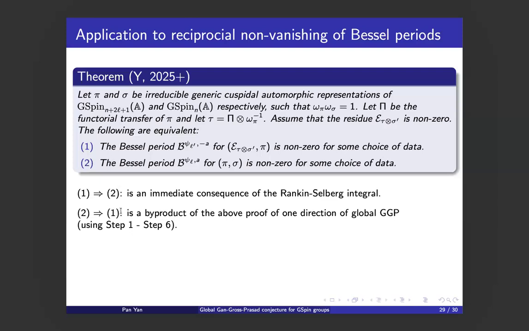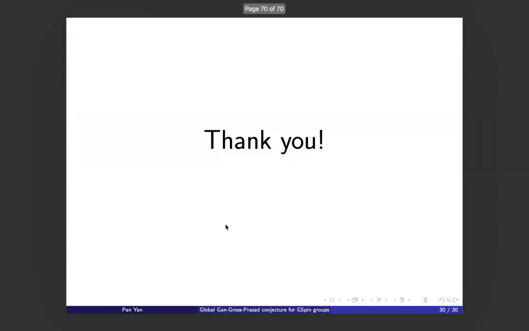But for the 2 to 1 direction, we start with the Bessel period for pi and sigma non-zero, and we want to prove the Bessel period for the residue of the Eisenstein series and pi is non-zero. The proof of that is along the same line as the proof of one direction of the GGP outlined above. It's a byproduct of the above proof by using step 1 to step 6 in the previous slides. And I will stop here. Thank you so much.